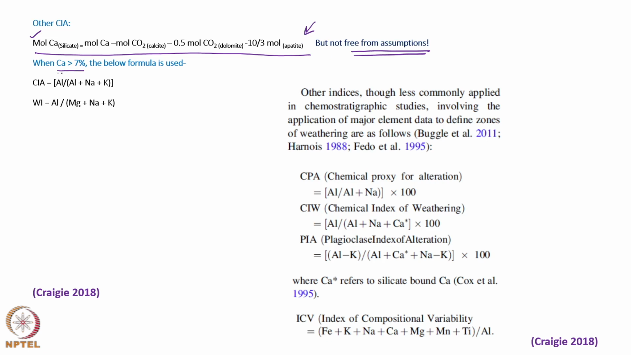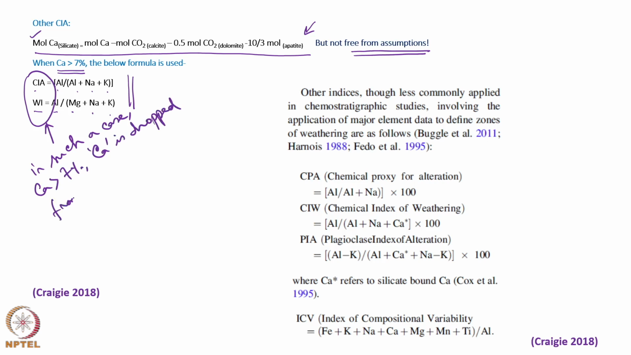When calcium percentage is more than 7, the below formula can be used. CIA equals Al divided by Al plus Na plus K. That means calcium is dropped. Wi is equal to Al divided by Mg plus Na plus K. That means in such cases, calcium is dropped from the formula. In such a case, and what is that case? Ca more than 7%, what is done? Ca is dropped from the formula.